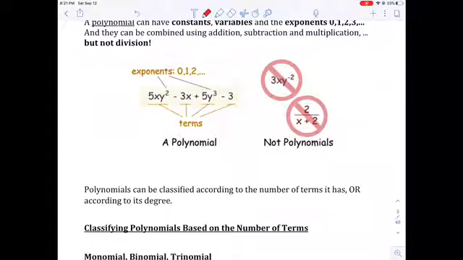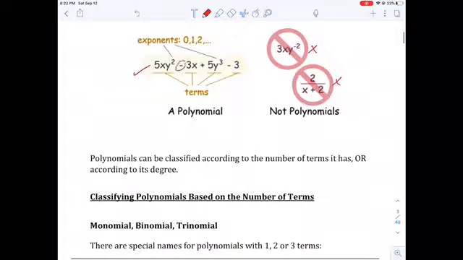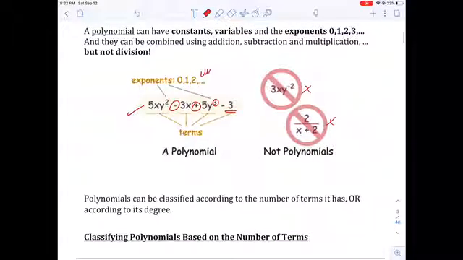So if I look at this, this is not a polynomial, and nor is this. But this is indeed a polynomial. When we've got a bunch of plus or minus signs in between some numbers, either by themselves or with variables, and with exponents that are whole numbers. Okay? What's a whole number? No decimal. Okay? Now whole number exponents only.